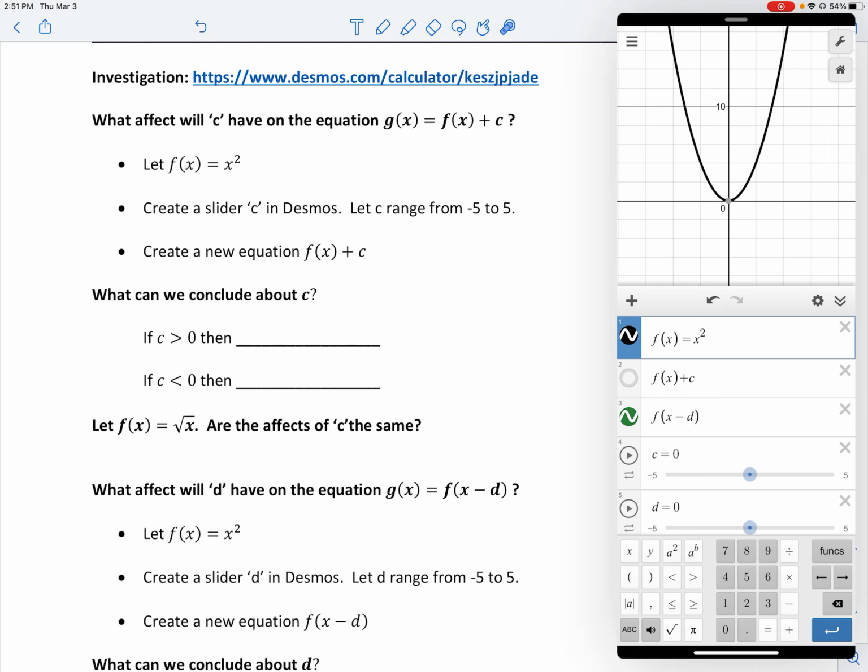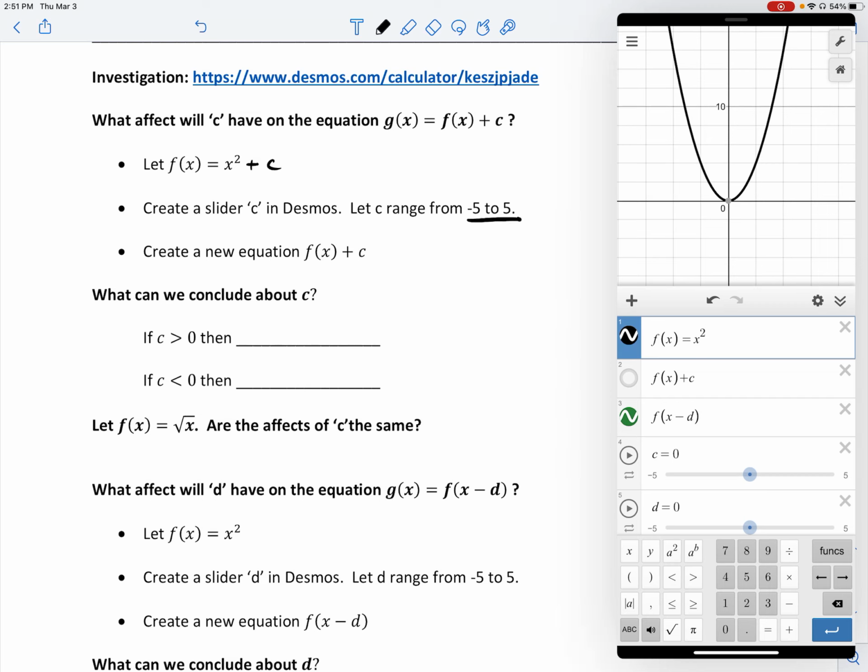All right, welcome back. We're going to get this investigation started. We're first looking at the effects of adding a parameter c to a function. In our case, we're letting the function be x squared, so we're doing x squared plus c. We're letting c range from -5 to 5.